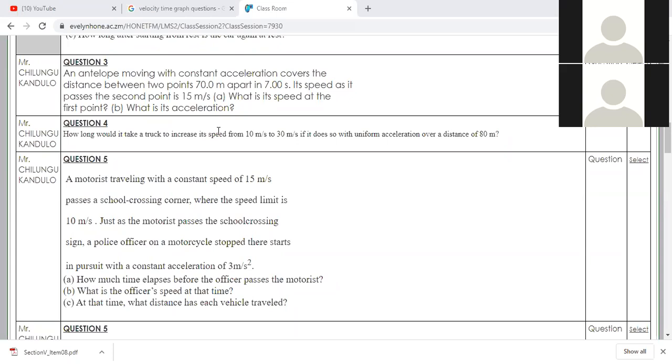So guys, delta x here is 70, and there delta x is 80. Why? The distance of 80 meters. The 2 points are 70 meters apart. So that's delta x.